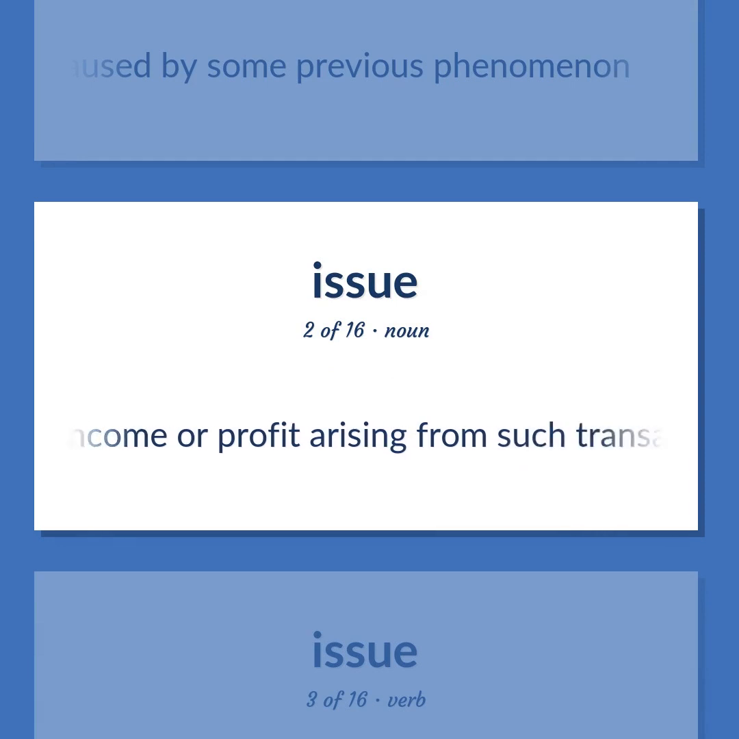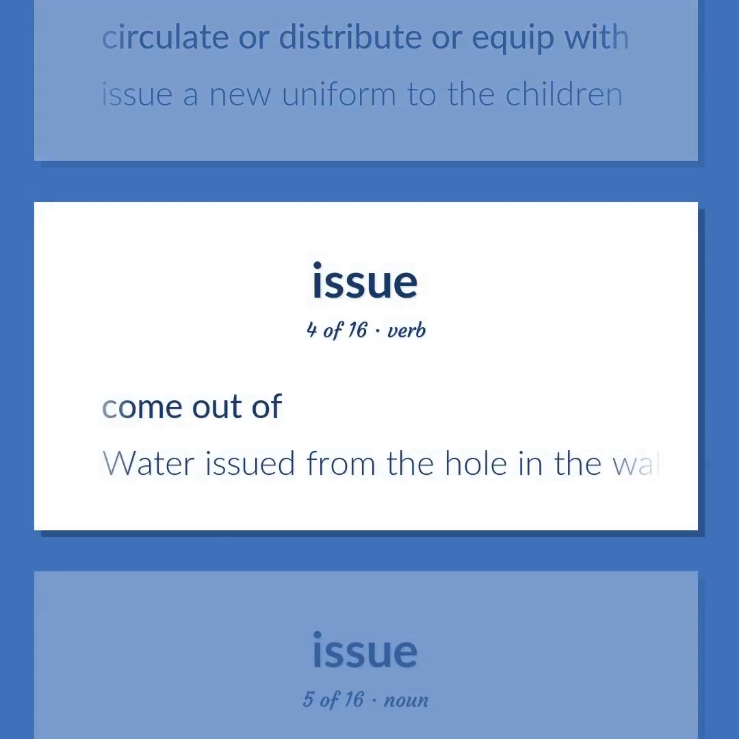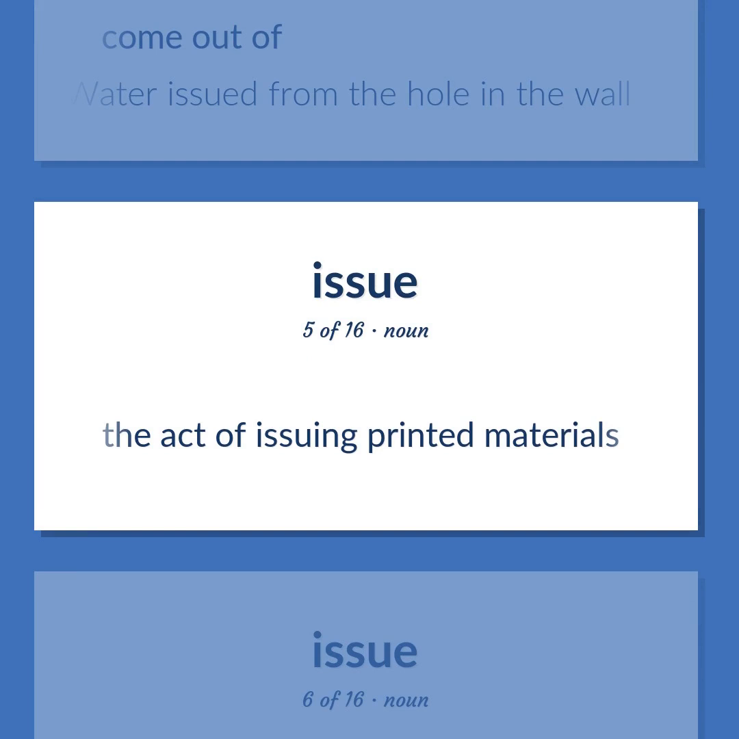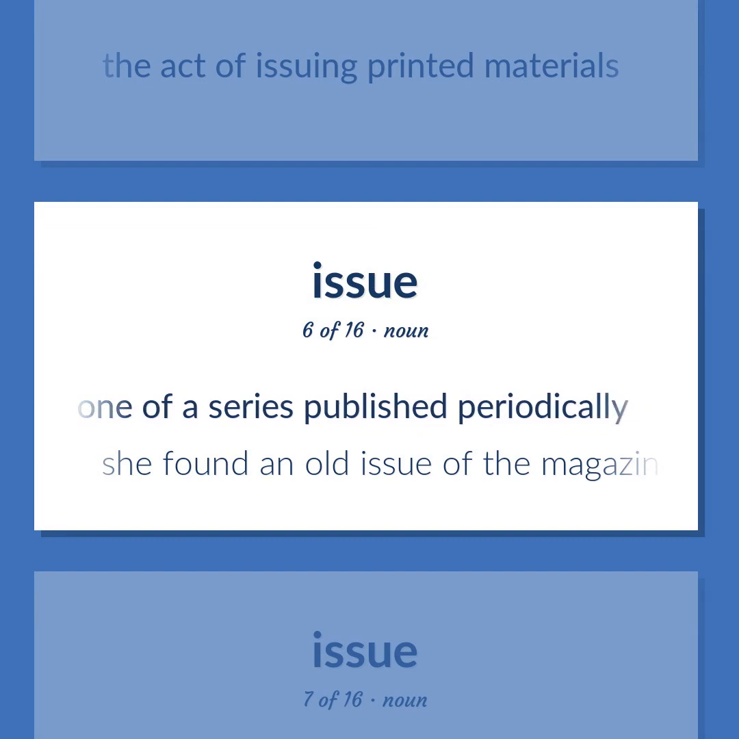The income or profit arising from such transactions as the sale of land or other property. Circulate or distribute or equip with. Issue a new uniform to the children. Come out of. Water issued from the hole in the wall. The act of issuing printed materials. One of a series published periodically. She found an old issue of the magazine in her dentist's waiting room.